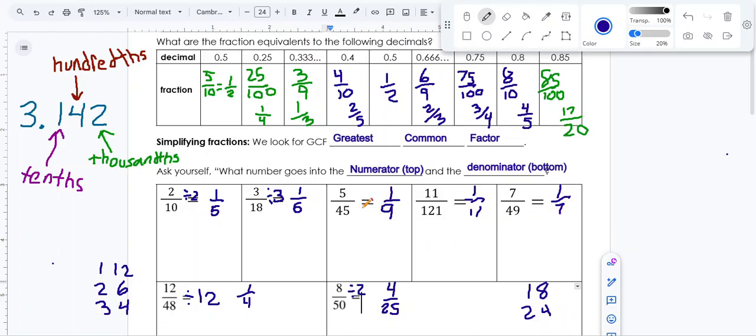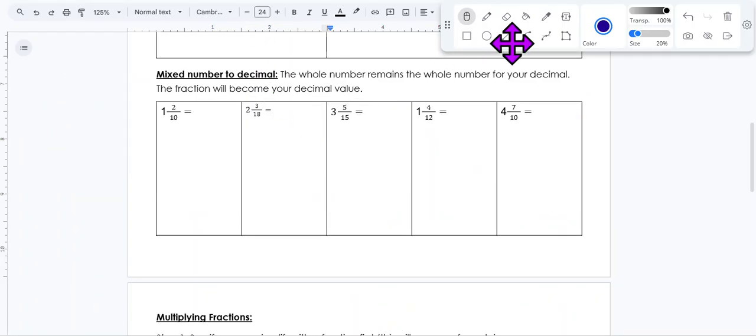All right, but that's simplifying fractions. Okay, I saw some people struggling with this in our last unit. I just wanted to make sure that we can do this because this is a pretty important skill to know how to do.